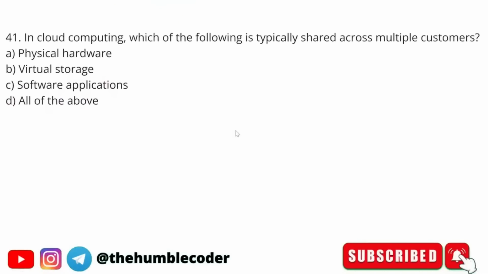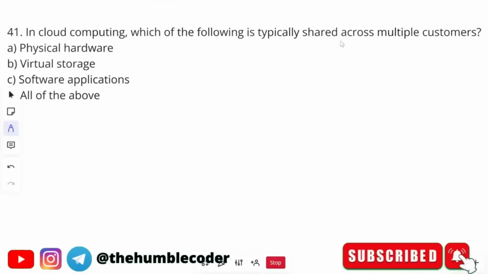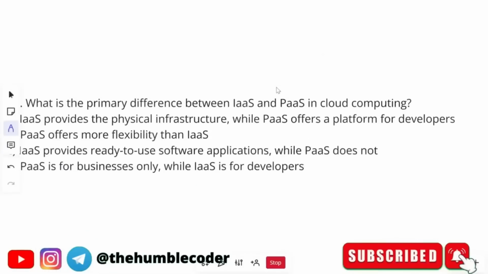In cloud computing, which of the following is typically shared across multiple customers? Okay, let's see the options that we have. Physical hardware, virtual storage, software applications, or all of the above. See, obviously, in cloud computing, what is happening is multiple customers share all the things. They share hardware also, they share virtual storage also, and software applications. That is why we are going to select option D as the correct answer. Moving on to the next question now.